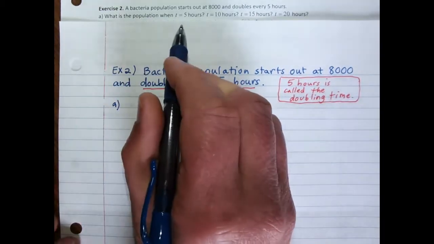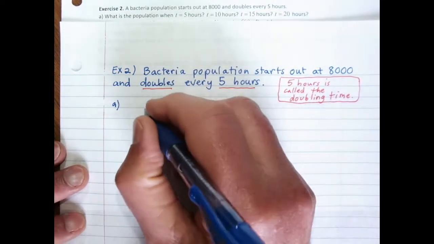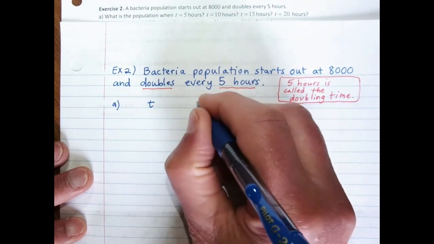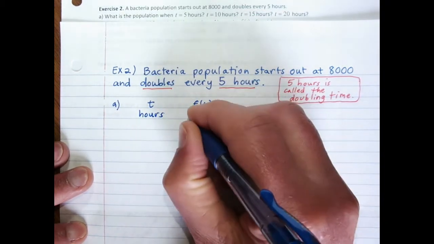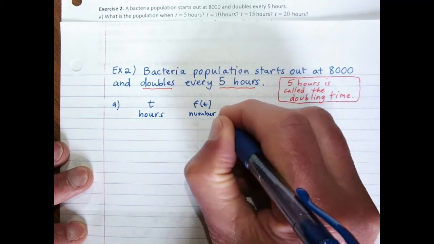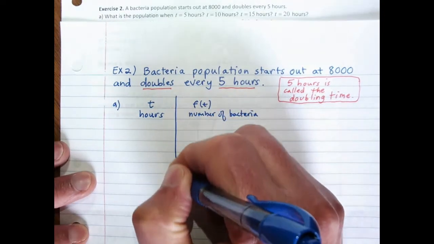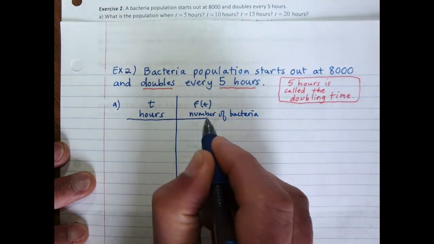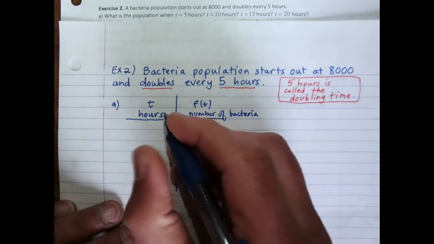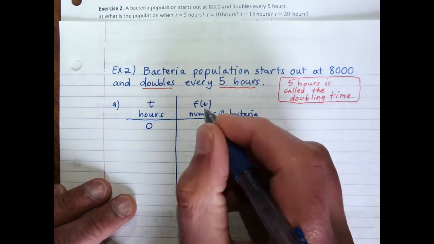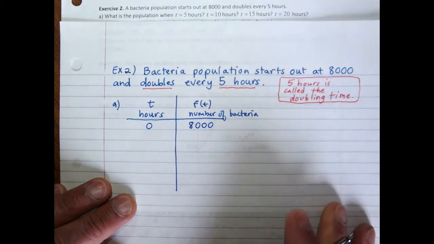What's the population when t equals 5 hours, 10 hours, 15 hours, 20 hours? I'm going to set this up as a table with t and f of t. So t is hours, and f of t is number of bacteria. There's not much math to do here. We're just observing what doubling time would mean. And I also want to put t equals 0 on my chart because we're starting out at 8,000. So at time 0, we have 8,000 bacteria.